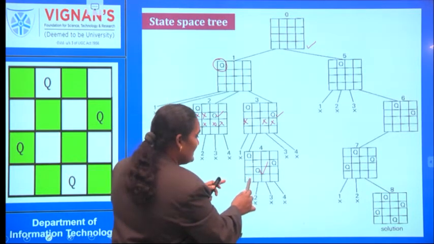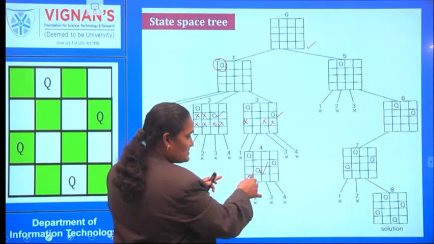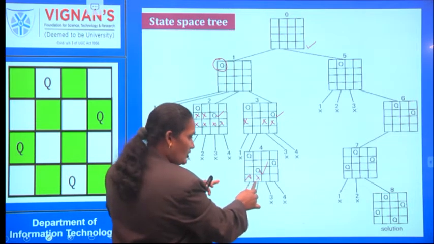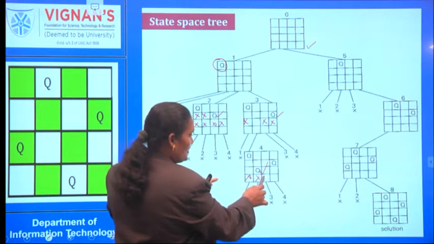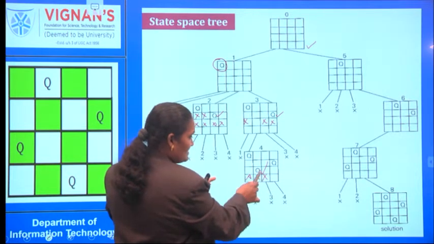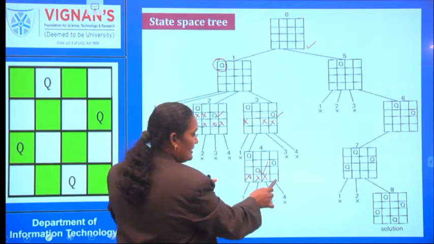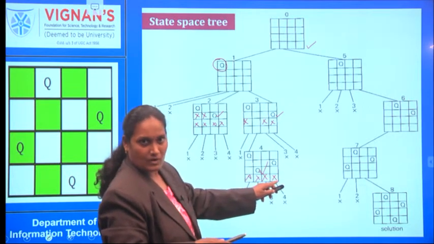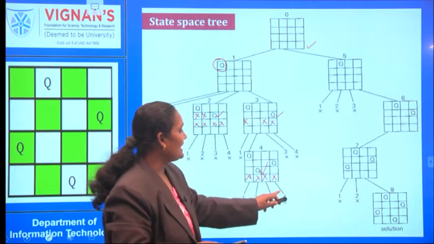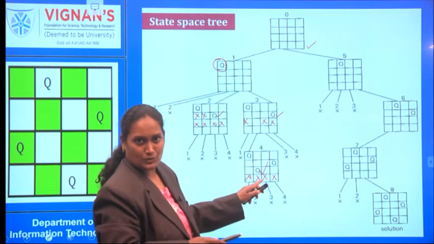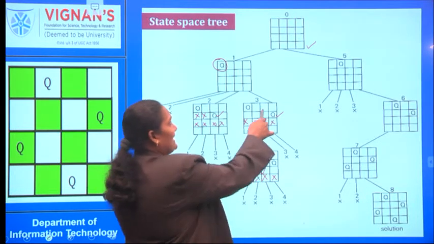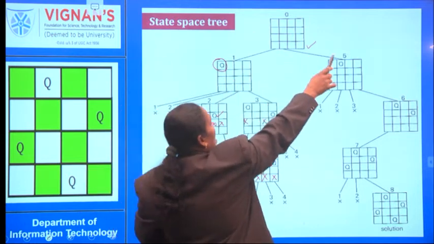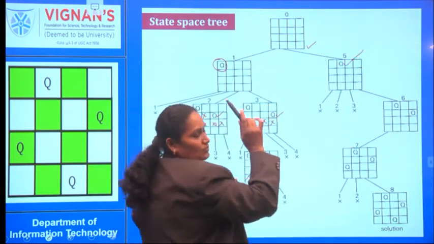Now, here it cannot be placed since they come into the same diagonal. Here it cannot be placed since they come into the same column. It cannot be placed here since they come into the same diagonal. Here it cannot be placed since they come into the same column. So, here I am unable to find the position for the fourth queen. So, we backtrack the process. I rearranged the position of queen 1.